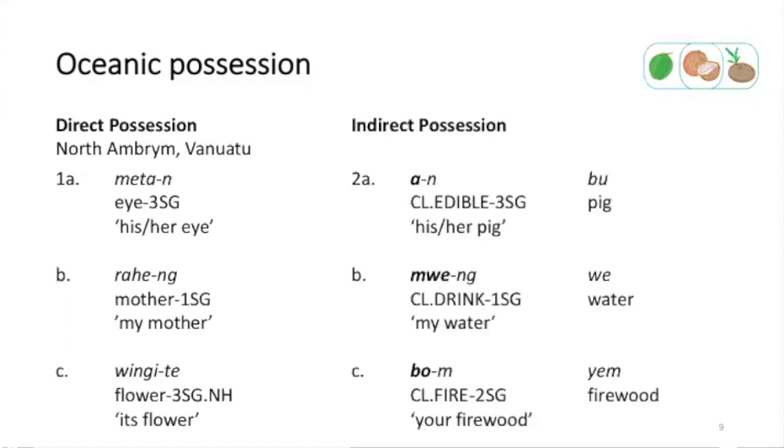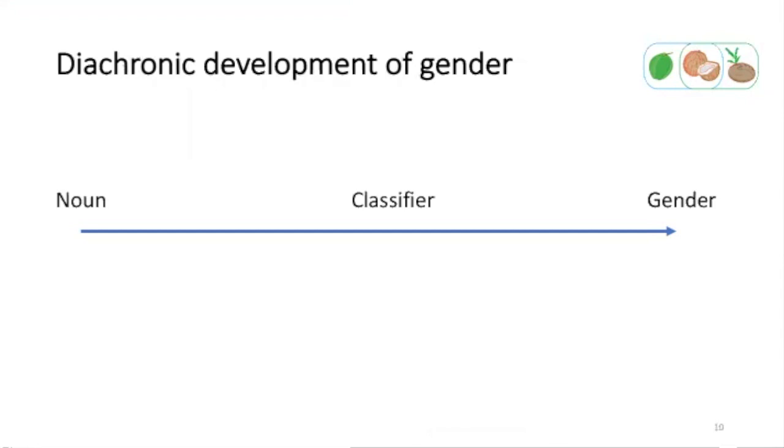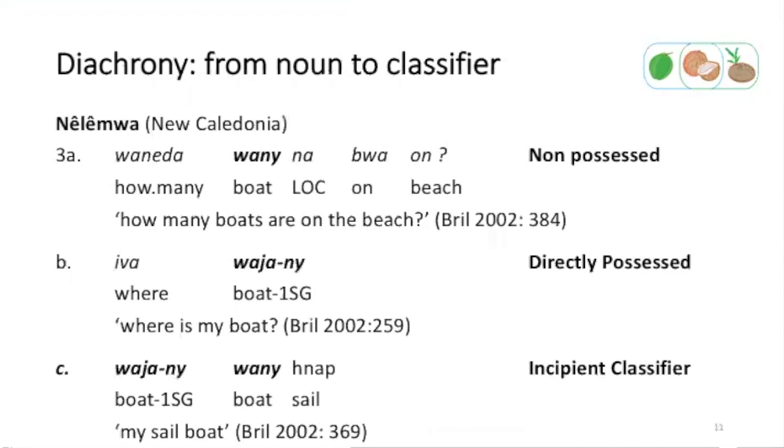Whereas in indirect possession, the possessor is marked on the classifier rather than the possessed noun. And these classifiers classify based on some semantic criteria, most of the time a relation that exists or is intended to exist between the possessor and possessed, but it can also be a property of the possessed noun. We assume a development of gender from noun to classifier to gender along a diachronic line here represented by this figure. And the first part of our claim is the development from noun to classifier.